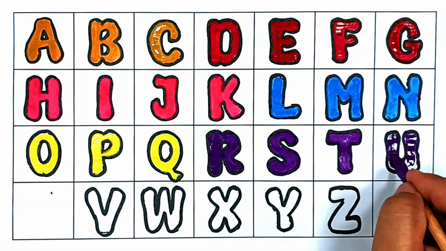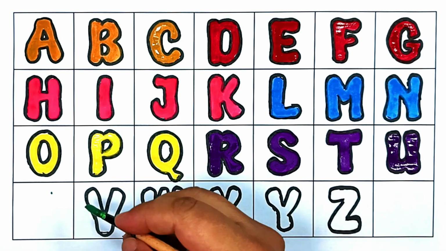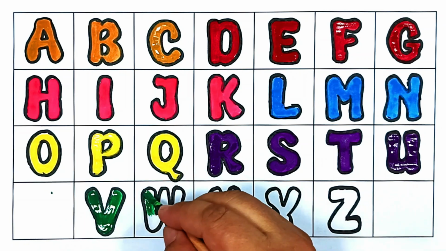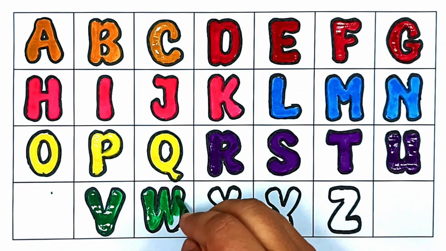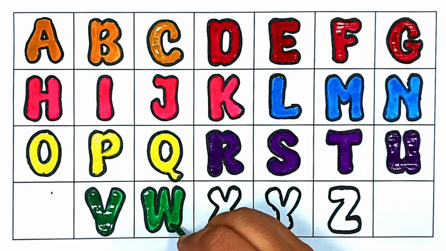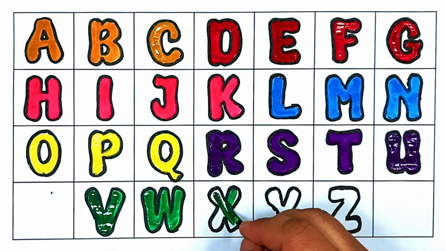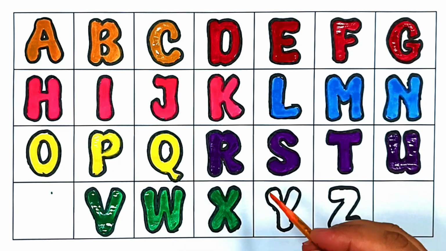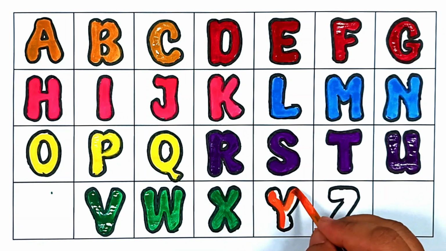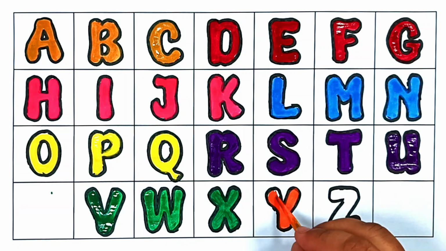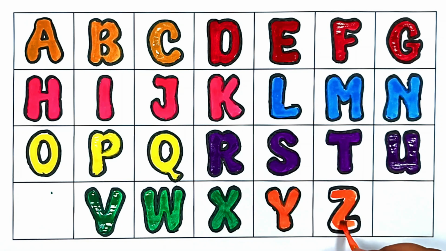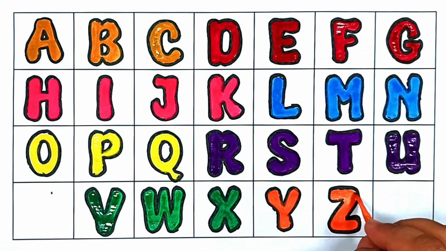U for umbrella, U for umbrella. V for van, V for van. W for watch, W for watch. X for xylophone, X for xylophone. Y for yacht, Y for yacht. Z for zebra. Z for zebra.